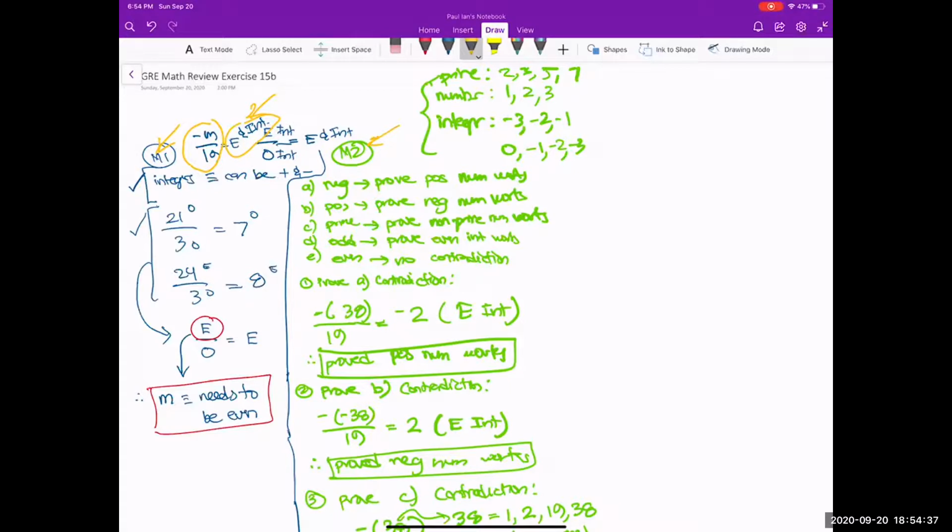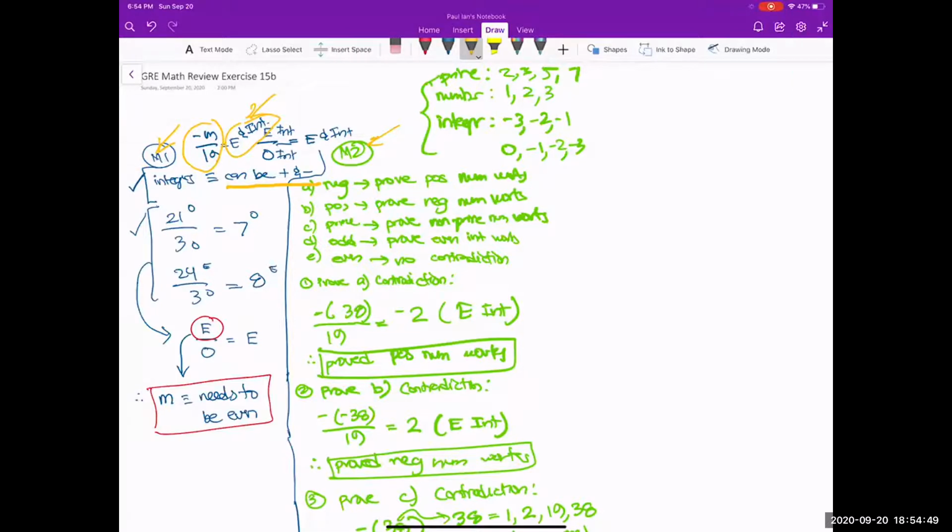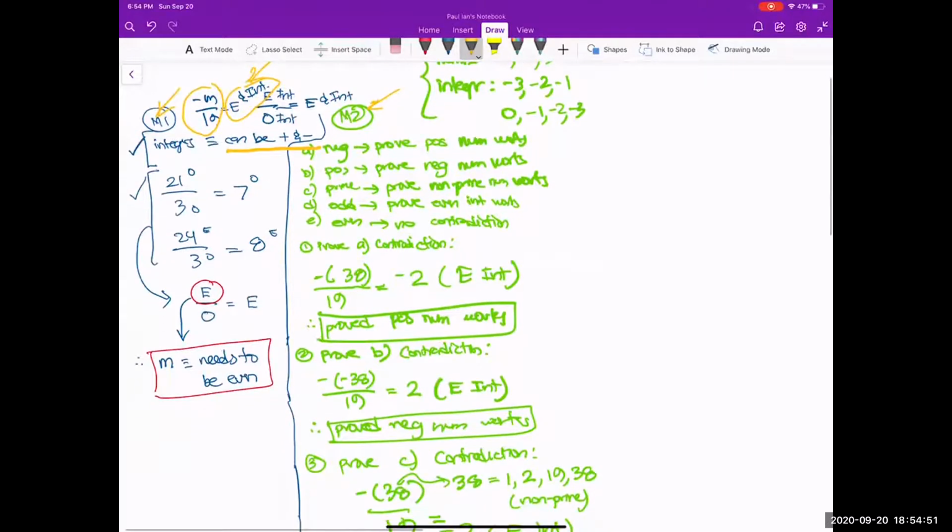So integer, we touched a lot on integers, like what is an integer. It can be positive or negative, right? Right. And it has to be a whole number. Okay. And then the next thing here is, does it have to be even? Does it have to be odd? Because your constraint is this right hand side has to be what?